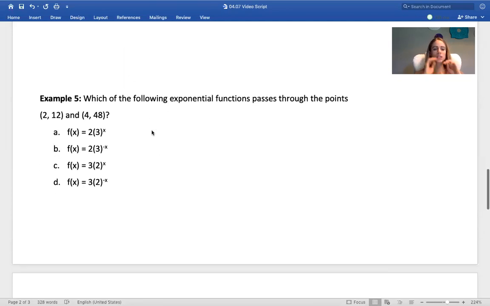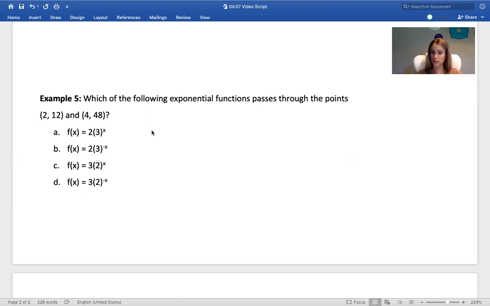All right, example number 5. Which of the following exponential functions passes through the points (2, 12) and (4, 48)? And then this one is multiple choice. We have 4 exponential equations here. All right, we have 2 methods of solving.